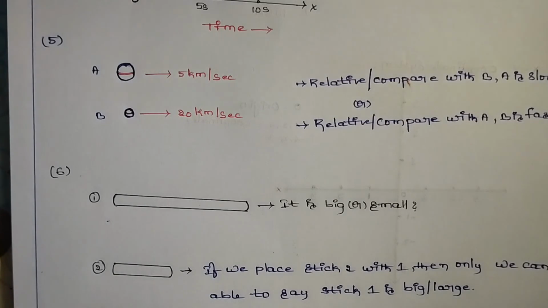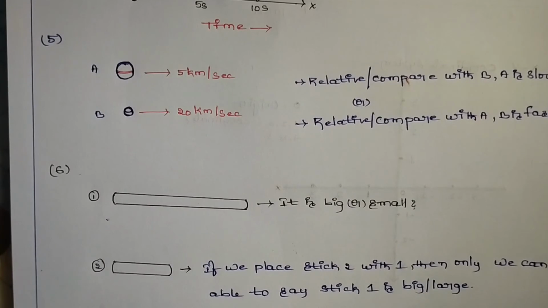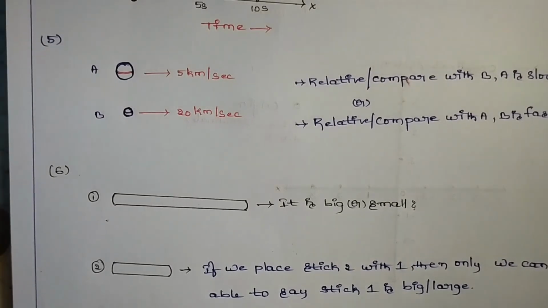Only by comparison can one say that something is in motion or at rest. With the comparison of stationary objects only, we can say that another object is in motion, or whether that particular object is in motion or not.